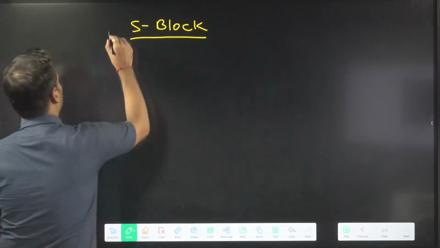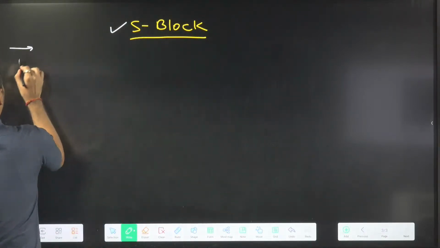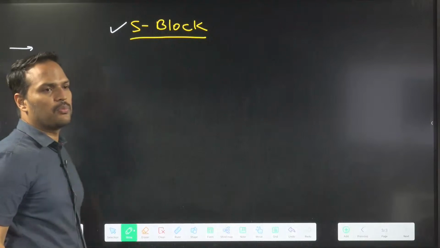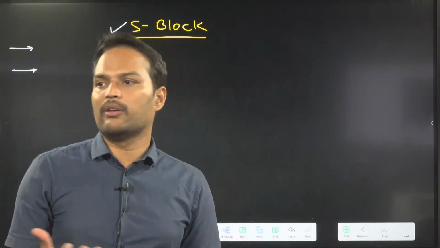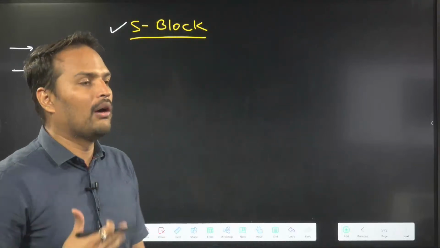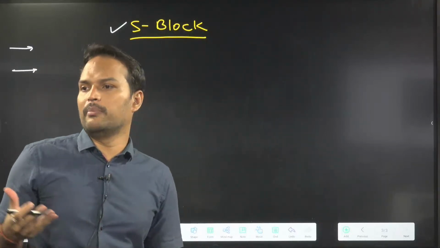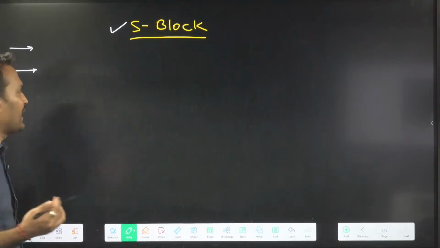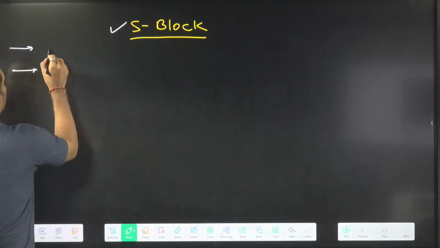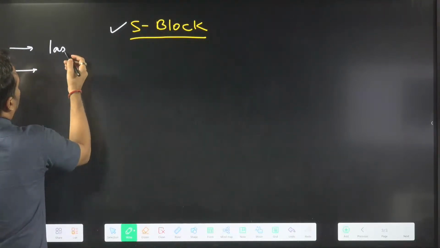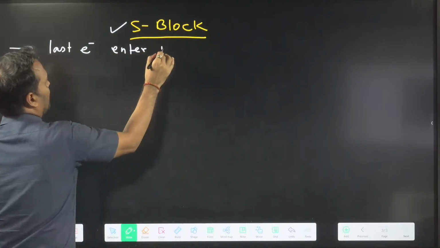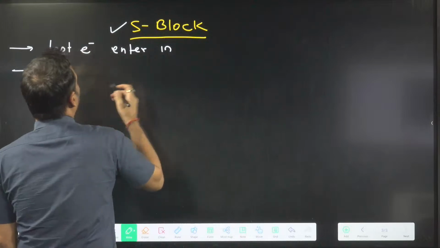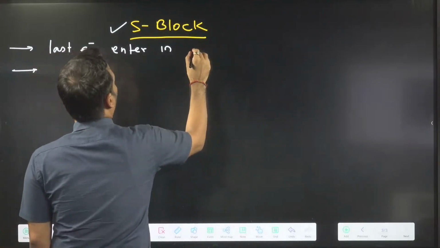So come to S block. We will study a few things in this. The first point is this: why are you talking about blocks? How to decide which block this element goes in? We decide like this: the last electron. It is decided by which subshell the last electron enters in.